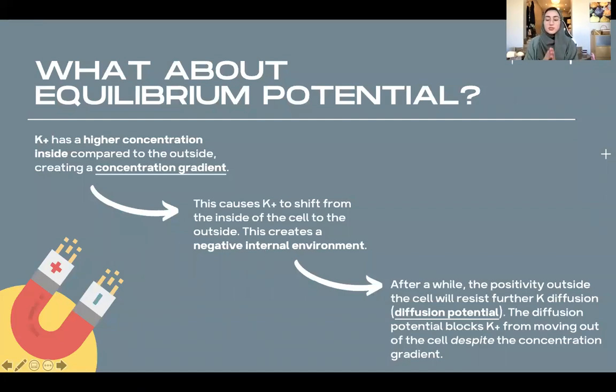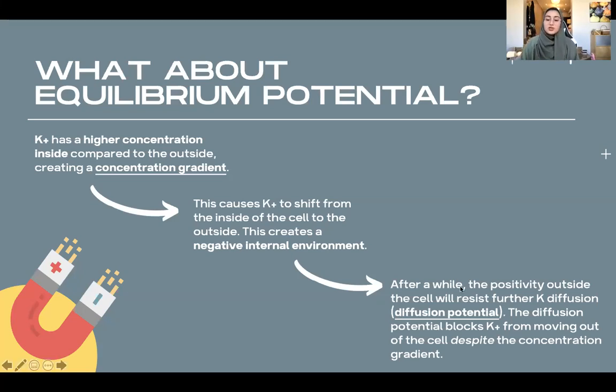Okay, so again, to recap. First, we said potassium is more concentrated inside of the cell, right? So this concentration gradient pushes it to the outside. But now we face a problem, because the outside of the cell is more positive, and positive repels positive. So now you have this concentration gradient, a driving force pushing potassium outside of the cell, but then you have this electrical force pushing potassium back into the cell.